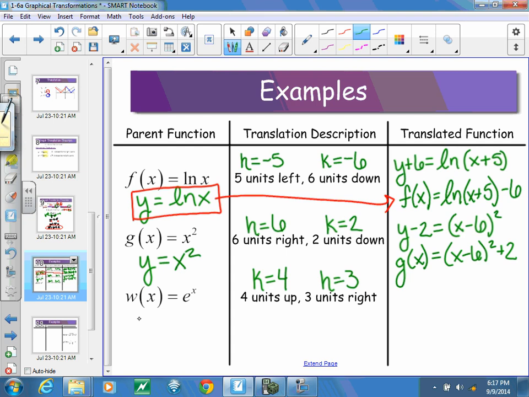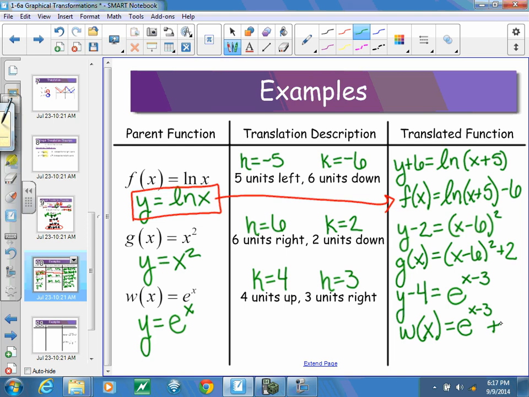And now we're going to replace our values. So y is equal to e to the power of x. Now I have y minus k, so y minus 4 is equal to e to the power of x minus h, and so my exponent is going to be x minus 3. Bring the 4 over, and we end up with the function w of x is equal to e to the power of x minus 3, plus 4. And there we are.